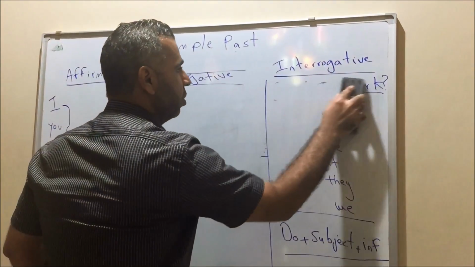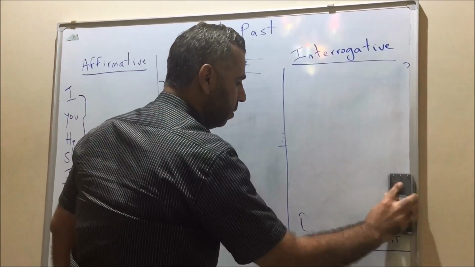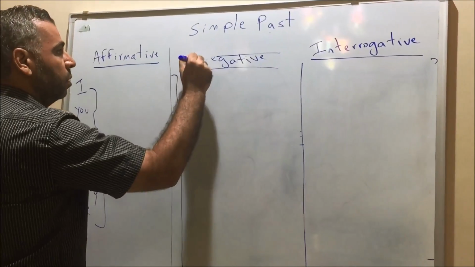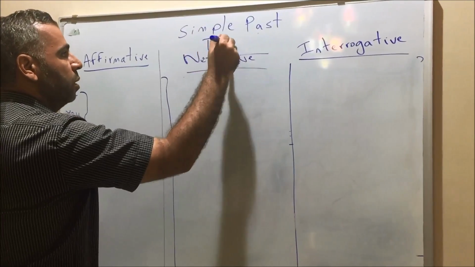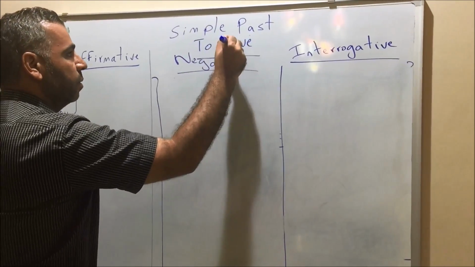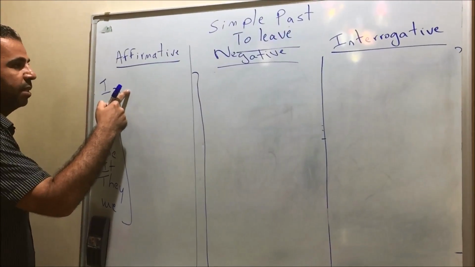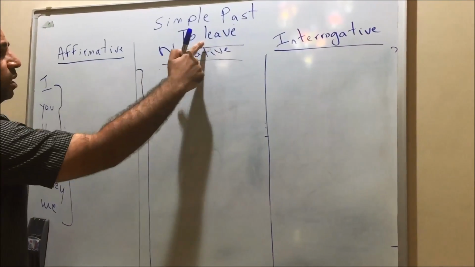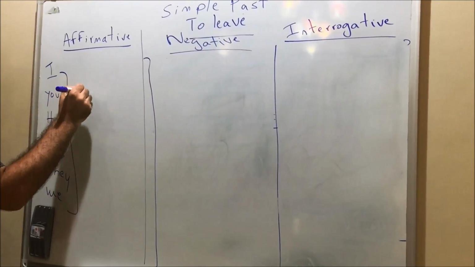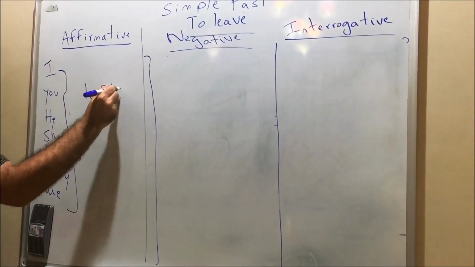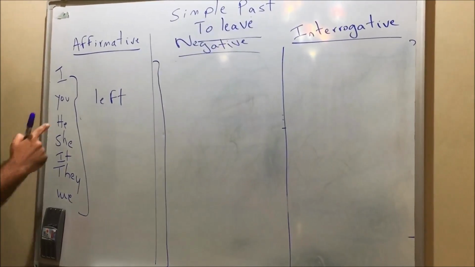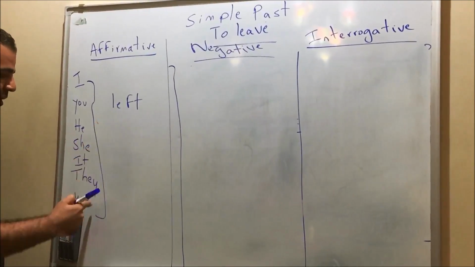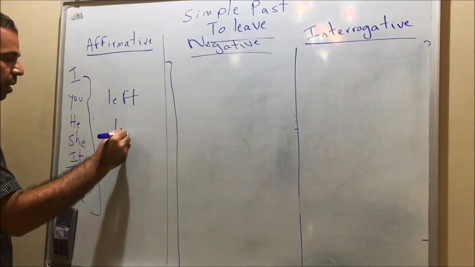The verb that we are going to conjugate is the verb to leave. In the past, we have our rule, we add ed to the regular verb, but the verb to leave is not a regular verb. Must be this form: I left, you left, he left, she left, it left, they left, we left.